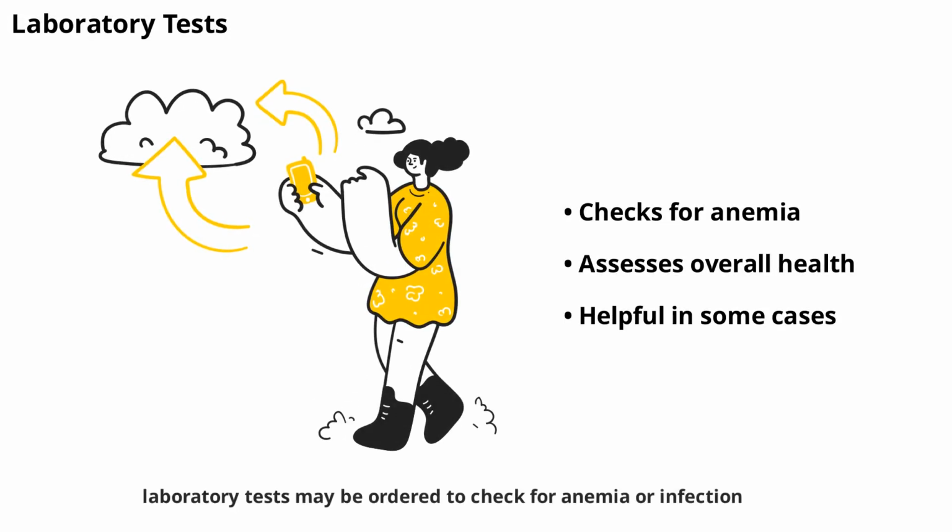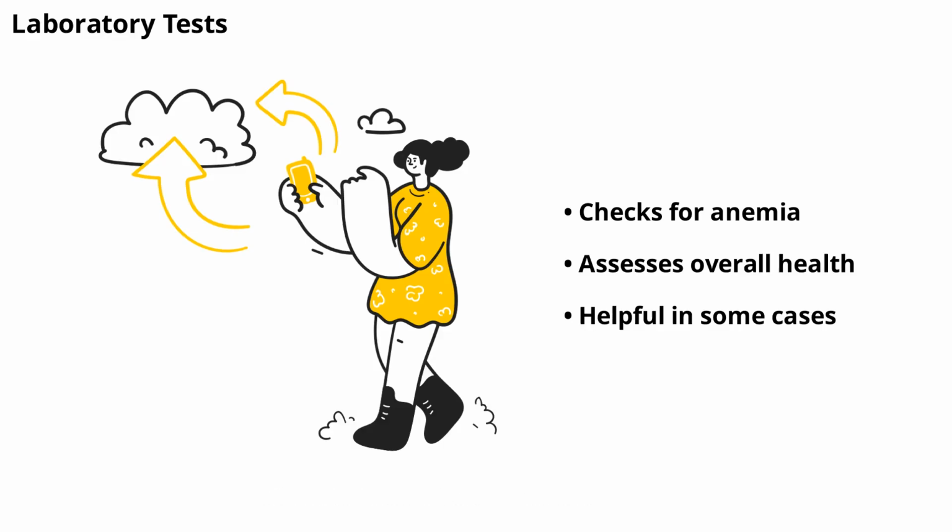Occasionally, laboratory tests may be ordered to check for anemia or infection, especially if there's significant bleeding. Blood tests can help assess your overall health and ensure there are no underlying issues contributing to your symptoms. These tests are not always necessary, but can be helpful in certain situations.